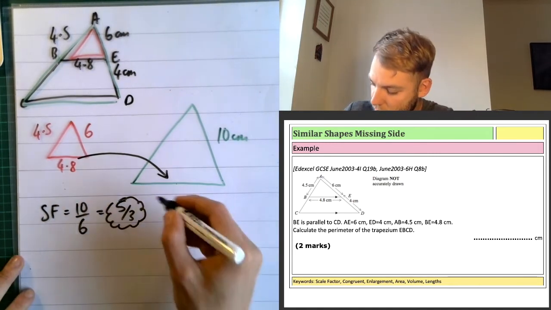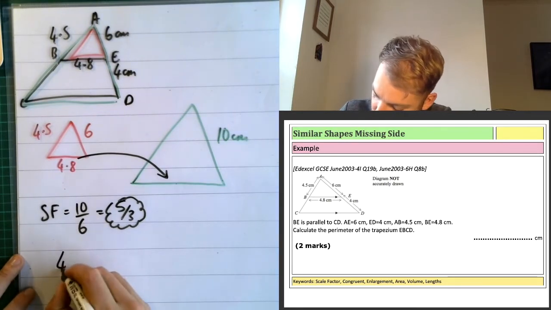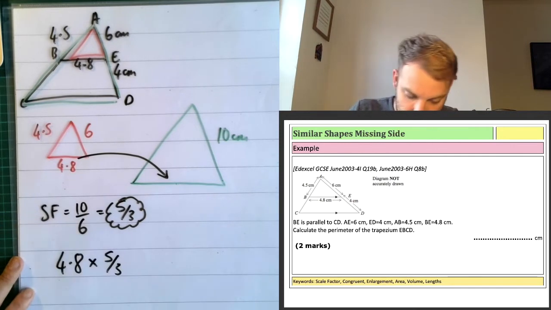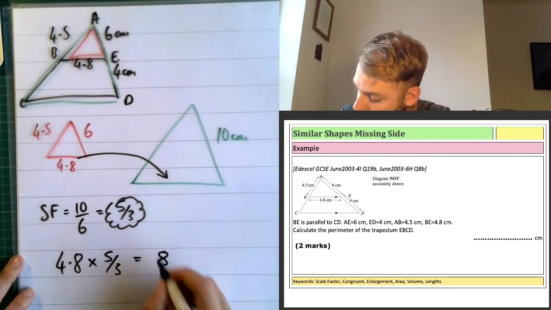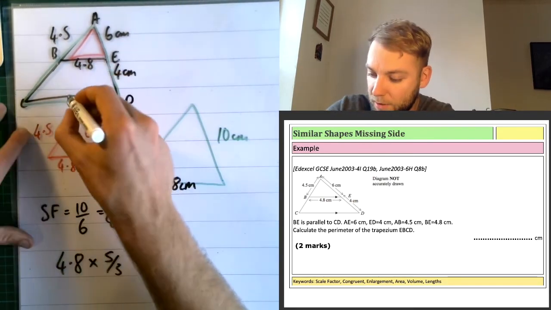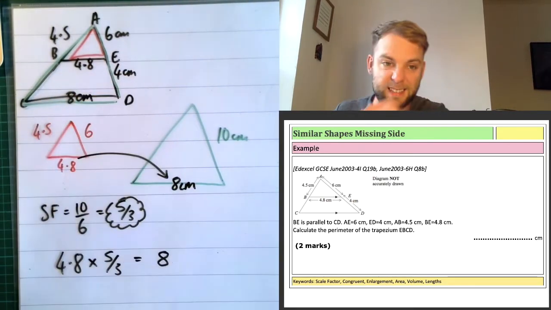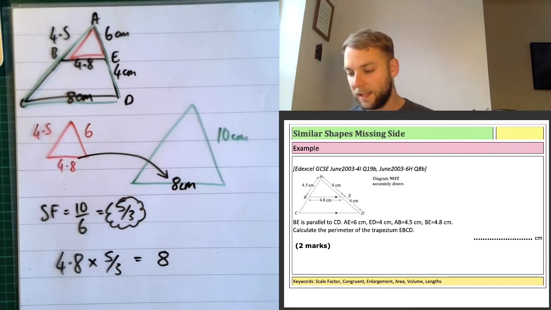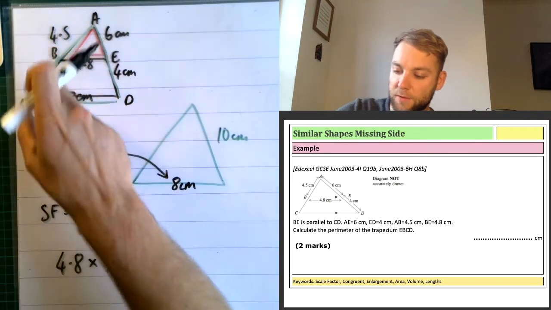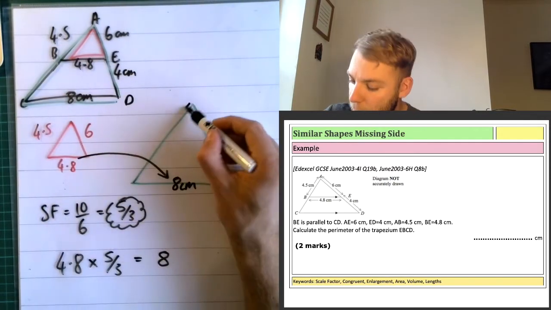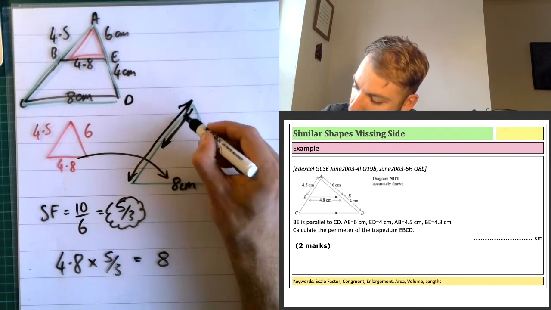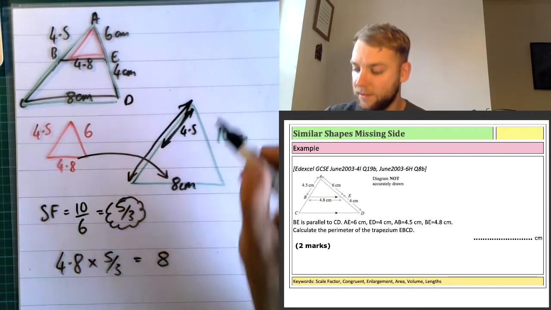Brilliant. So this bottom is 4.8. Let's show the examiner we know what we're doing. Times by 5 over 3, which in this case is equal to 8. So the bottom here is 8 centimetres. Brilliant. So I know now that this bottom is 8 centimetres. We're getting there. Now, remember, we can't work out similar shapes in terms of this trapezium. We've got to work out what the full length of this is and then take away this part here, which we know is 4.5. Okay?